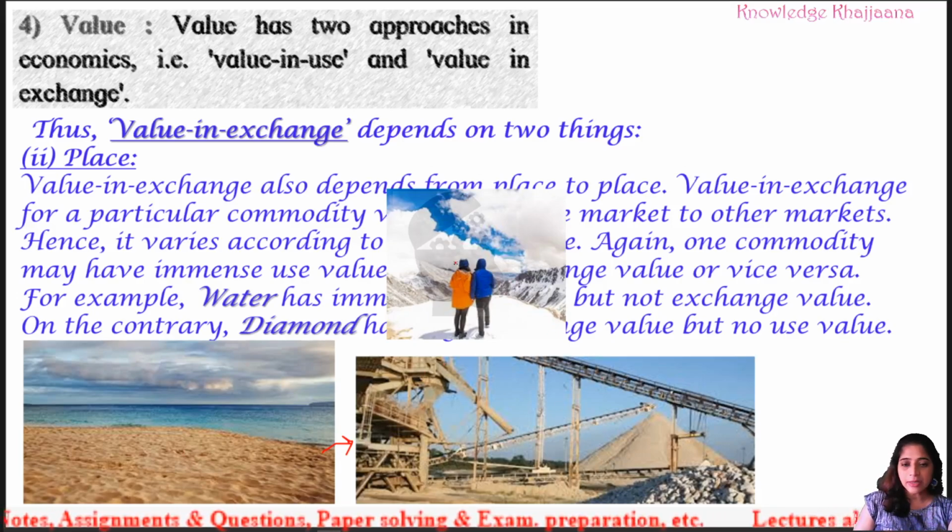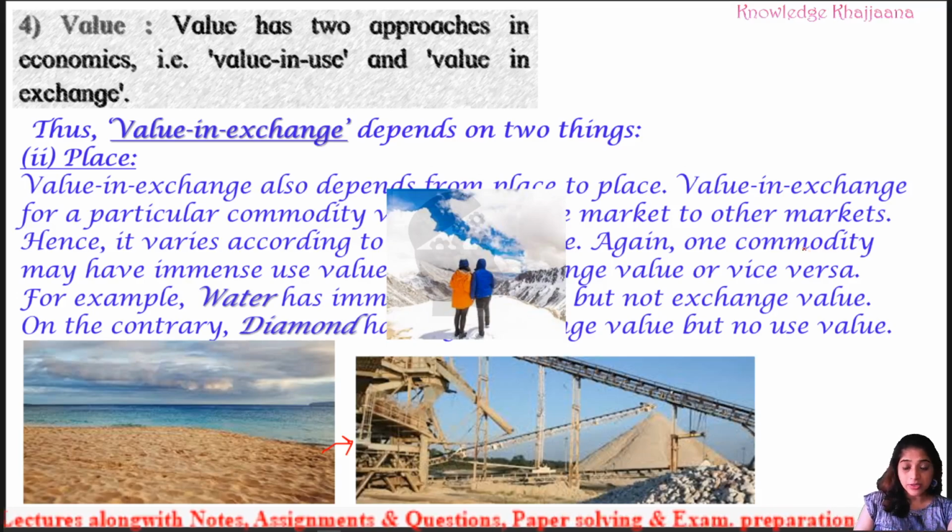This is another example. The girls are wearing woolen clothes. These woolen clothes have value only in places where it is very cold. They don't have value in places where it is very hot. The same woolen clothes change their value as the place changes. Value in exchange depends from place to place. Value in exchange for a particular commodity also varies from one market to another. Hence, it varies according to the place. Again, one commodity may have immense value in exchange of the value or vice versa.